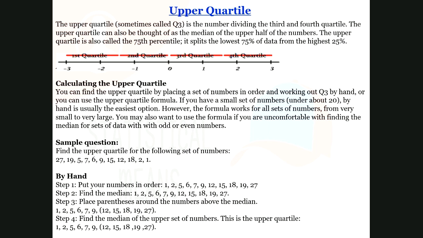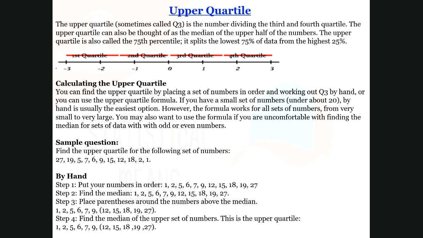You can find the upper quartile by placing a set of numbers in order and working out Q3 by hand, or you can use the upper quartile formula. If you have a small set of numbers, under around 20, by hand is usually the easiest. However, the formula works for all sets of numbers, from very small to very large. You may also want to use the formula if you are uncomfortable with finding the median for sets of data with odd or even numbers.